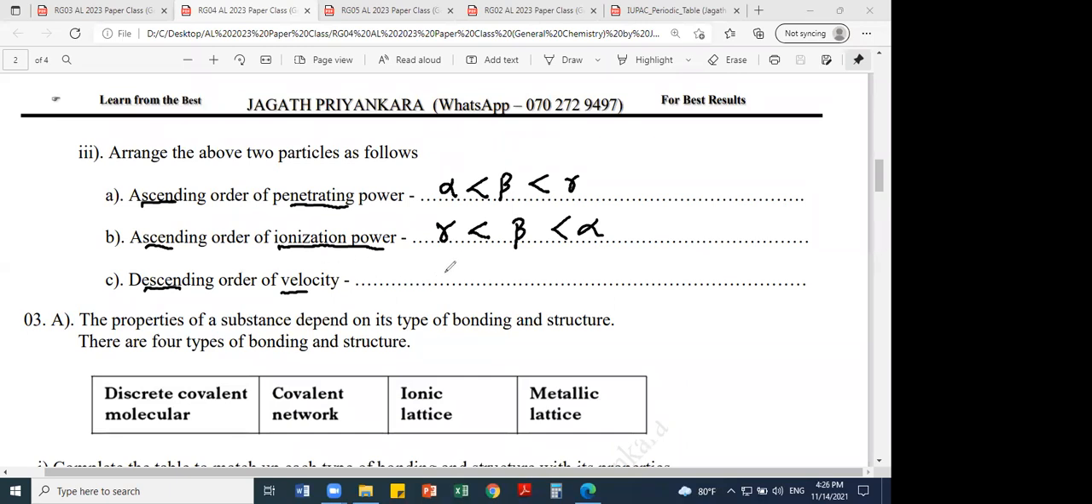Which has the highest velocity? Gamma. Gamma has the highest velocity. Then beta. The lowest velocity will be alpha. Alpha has the lowest velocity.